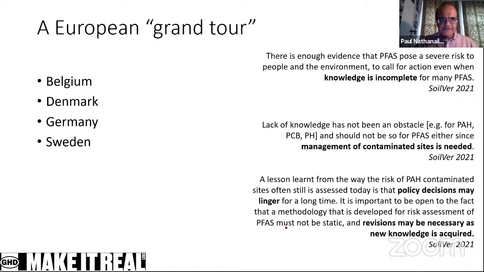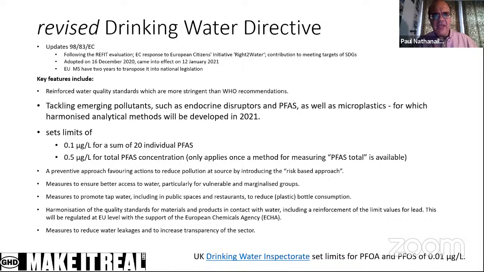Now, at the turn of the year, a revised drinking water directive came into effect across the 27 member states of the European Union. It introduced limits for some individual PFAS and for total PFAS. It did a number of other things as well. It talked about endocrine disruptors, microplastics, but we're only looking at PFAS today. So we now have, across the European Union, the 27 member states have 2 years to transpose this new drinking water directive into their national legislation, and then it comes into force.